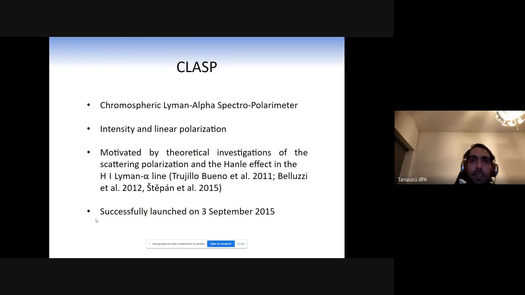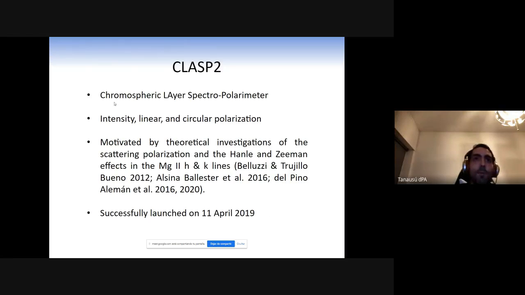However, what we are interested in this talk is in CLASP2. CLASP2 stands for Chromospheric LAyer Spectropolarimeter and is a reflight of the same rocket. And this second time, it measured the intensity, the linear, and the circular polarization, this time in the region of the spectrum of the magnesium II h and k lines, that is around 279 nanometers. This experiment was motivated by theoretical investigations of scattering polarization and the Hanle and Zeeman effects in the magnesium II h and k lines, and it was successfully launched on 11 April 2019.